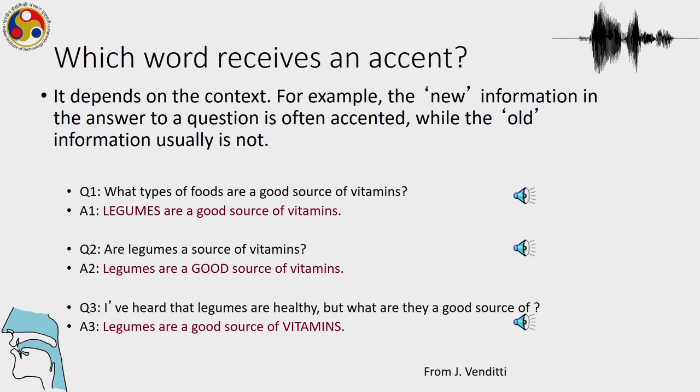So, which word receives an accent then? It depends on the context. For example, the new information in the answer to a question is often accented, while the old information usually is not. We will look a bit at old and new information again in this lecture. But for the time being, let us look at the answers to the question, "What types of foods are a good source of vitamins?" "Legumes are a good source of vitamins."